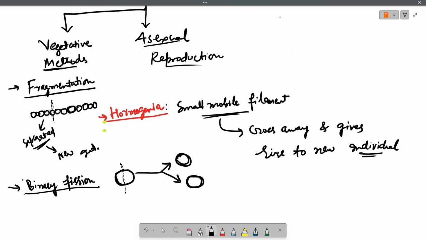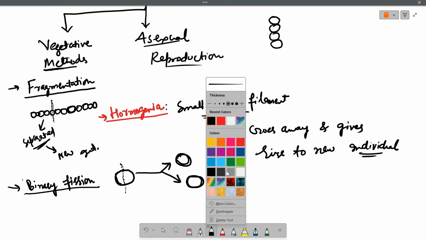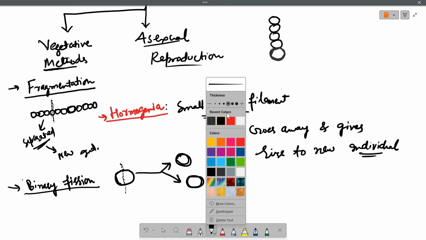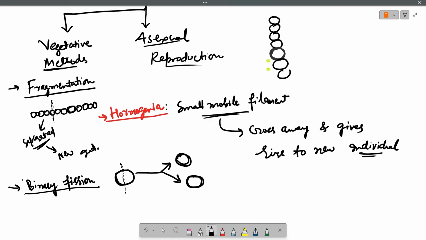Let me show you a picture of a simple trichome of, say, Anabaena. These are vegetative cells. And there is some specialized cell which is comparatively bigger than other vegetative cells. And there is another specialized vegetative cell, which is referred to as akinete. This is an akinete, and this is a heterocyst.